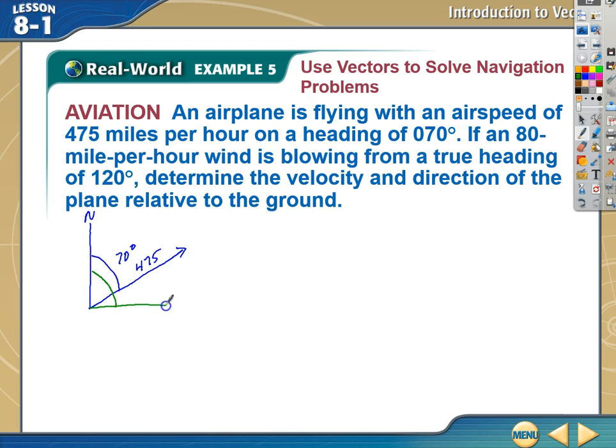So there's my east line right here at 90 degrees. I'm going on another 30 degrees more to get to 120. And this is where wind gets tricky. It says blowing from a true heading. So there's my 120 degrees, but it's blowing from there. So here is my 80 mile per hour wind. And there it is at 120 degrees.